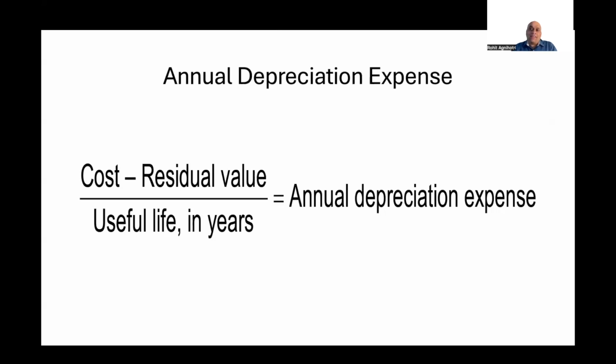The reason why we subtract residual value from cost is because we cannot depreciate something that we are not using. That particular value you are not using, because by the time you sell the asset, you're going to discard the asset and get some money back. So you have not used it. If you don't use an asset, you cannot depreciate. That is the reason why we subtract the residual value from the cost of the asset.